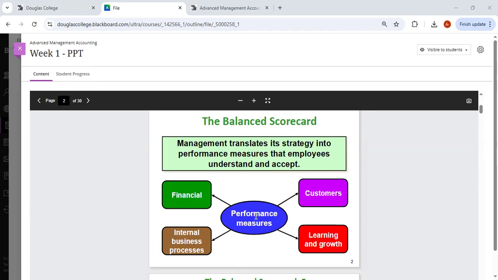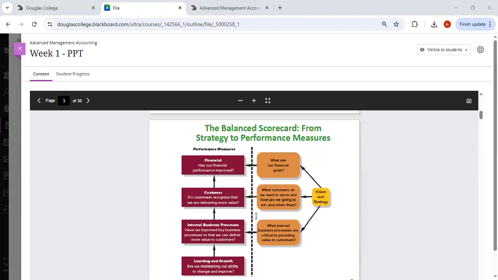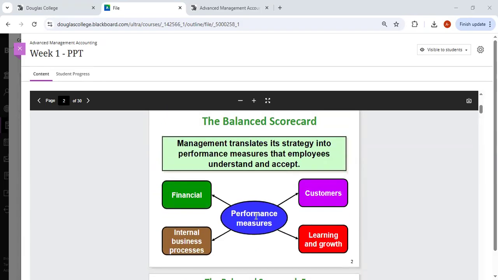How can I use those? The simple thing is financial. I'm going to give you a very simple example on a personal level.